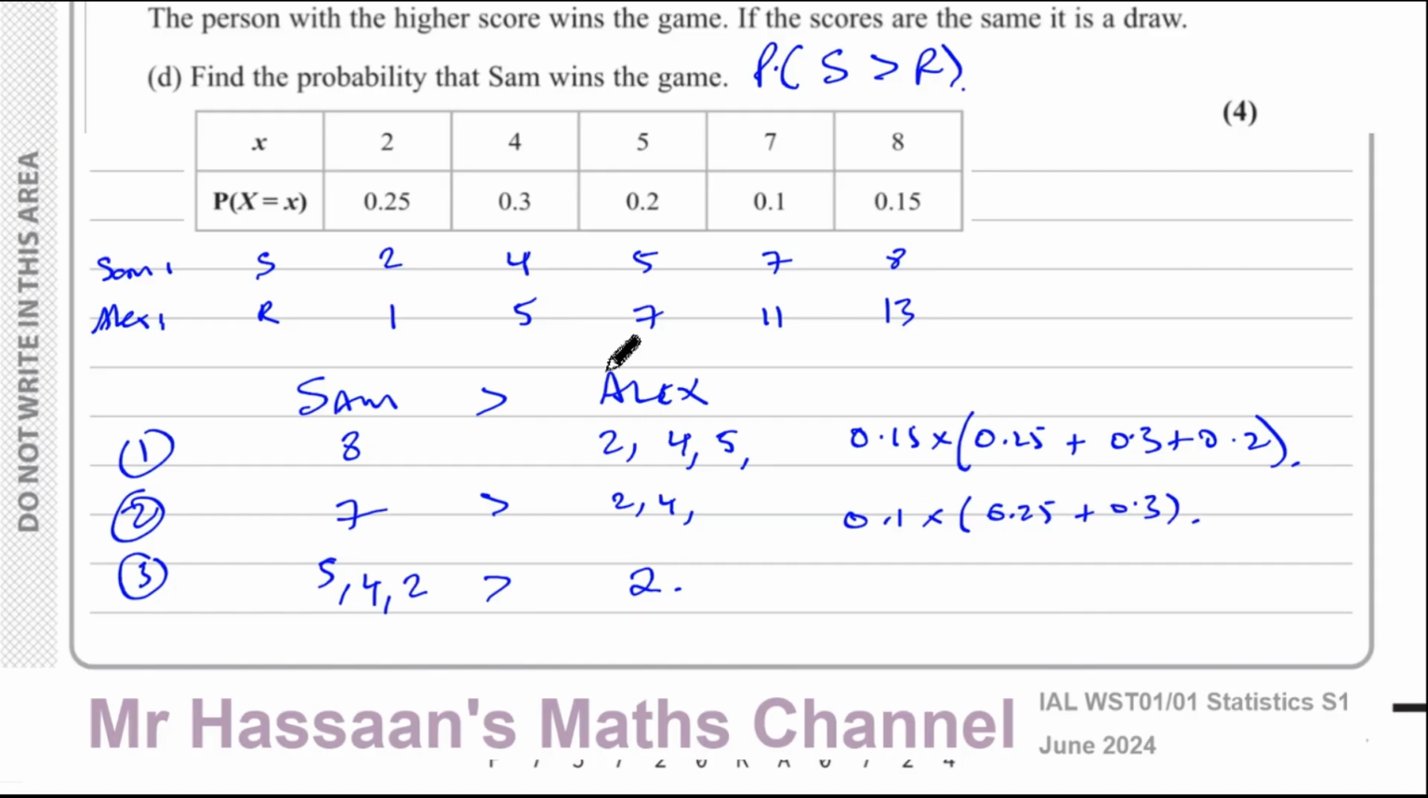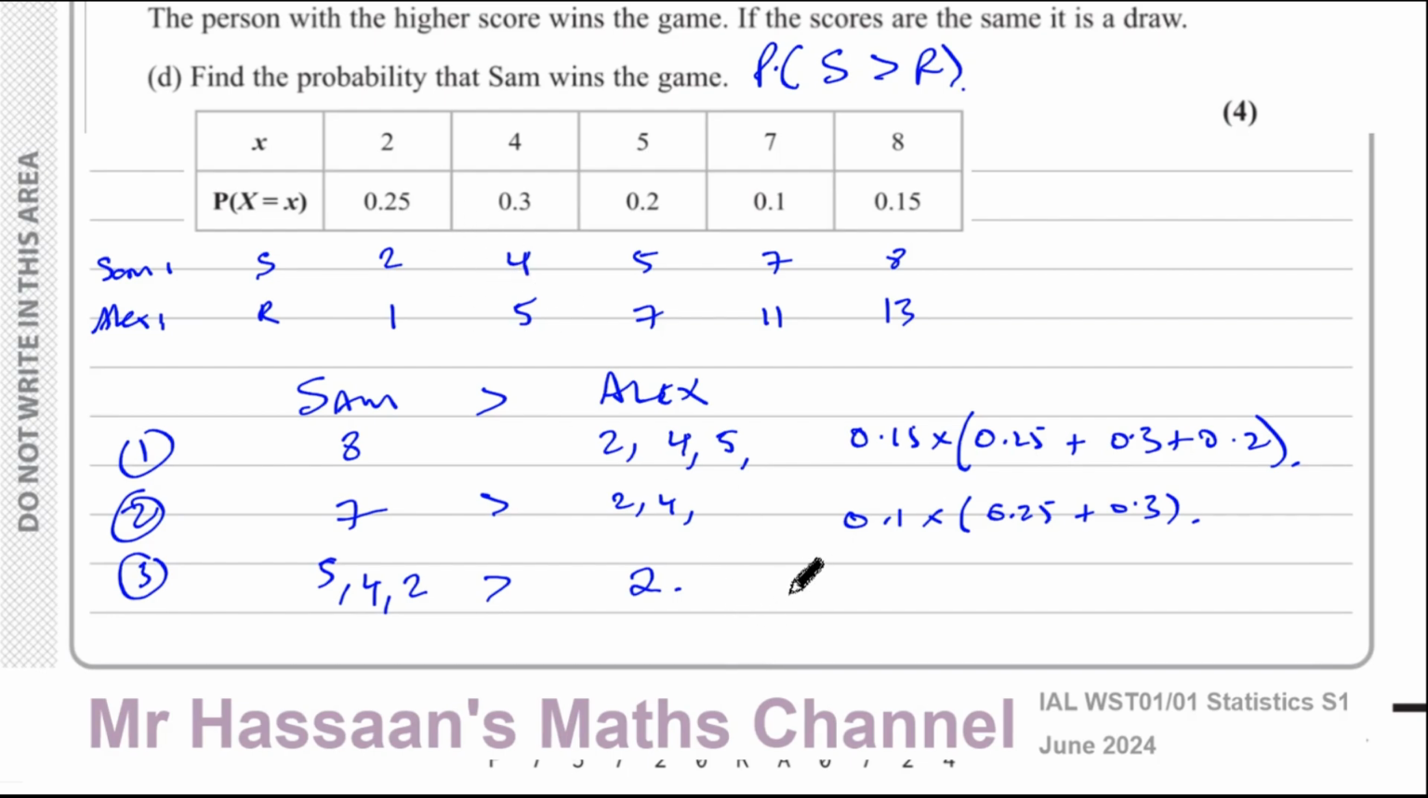Okay, and then the next situation is where Sam scores a 5 or a 4 or a 2. Okay, all of those will be greater than what Alex gets if he throws a 2. If he throws a 4, it won't be sufficient. It will either be the same or less, sorry.